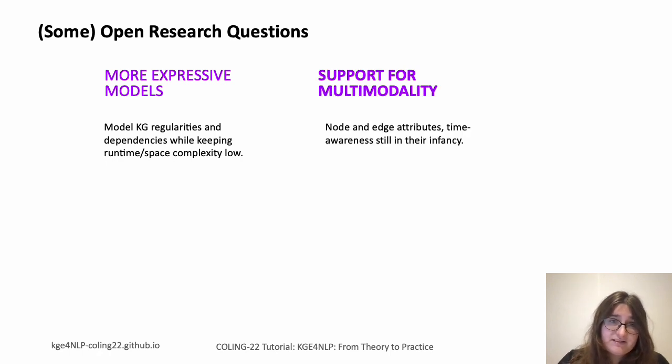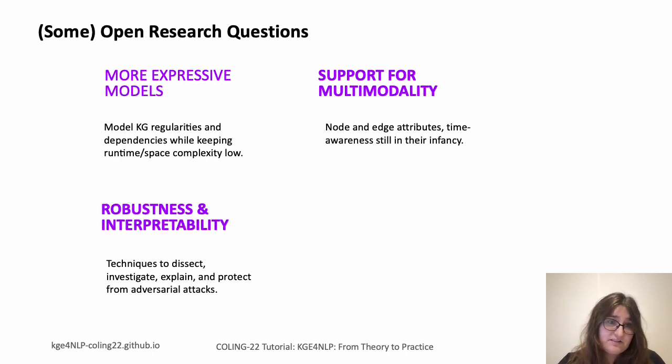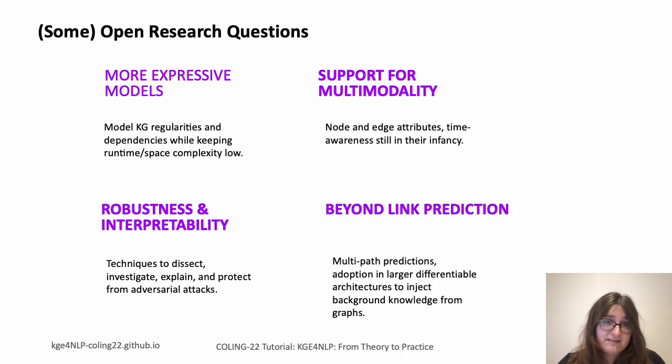Another aspect is support for multimodality, and node and edges attributes, time awareness, and they are still in their infancy. Robustness and interpretability. So how to dissect and investigate, explain, and protect from adversarial attacks. And finally, going beyond simple link prediction. How do we make predictions on multipaths? And how to adopt that in larger differentiable architectures to inject background knowledge from graphs. These are all questions, but there are many more.